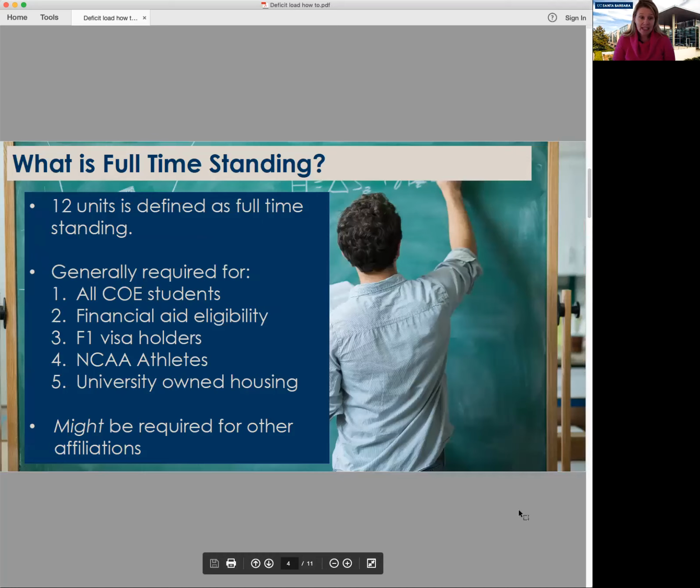So full-time status has been defined as being enrolled in 12 units during a regular quarter. A regular quarter is fall, winter, or spring. This is generally required for any student in the College of Engineering. It especially can be important for students trying to maintain financial aid eligibility, F1 visa holders, students who participate on an NCAA sport team, and students living in university-owned housing. Full-time status possibly could be required for other affiliations that you may have as well.